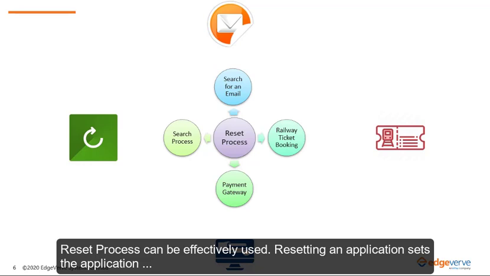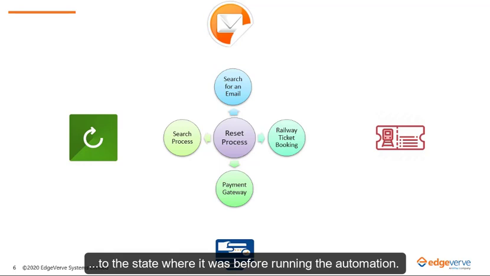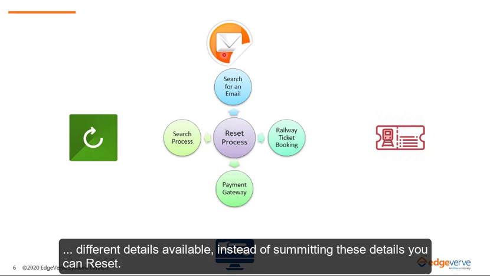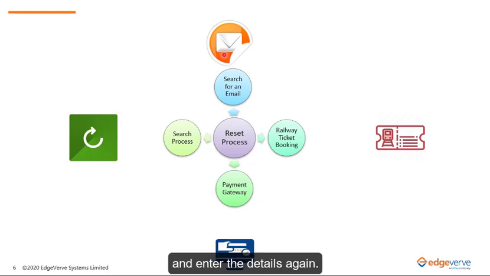Resetting an application sets the application to the state where it was before running the automation. For example, you need to search for an email in SMTP and there might be different details available. Instead of submitting these details, you can reset and enter the details again.